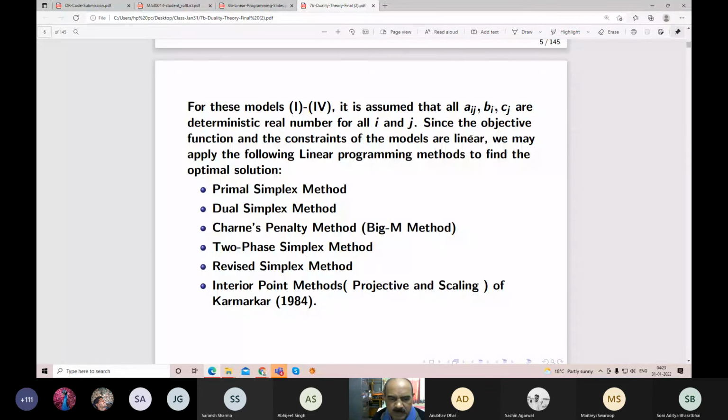We may apply the following methods to find the optimal solution. One is the primal simplex method, then the big M method, two-phase simplex method, dual simplex method, revised simplex method, and the last one is the interior point method. All these methods, 1 to 5, were developed between, I can say, 40 to 60. The last method was developed in 1984. This is a very superior method.